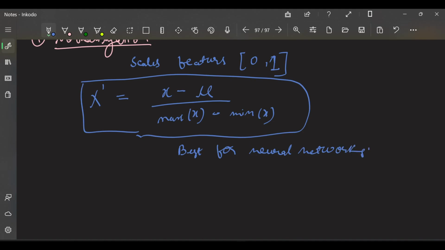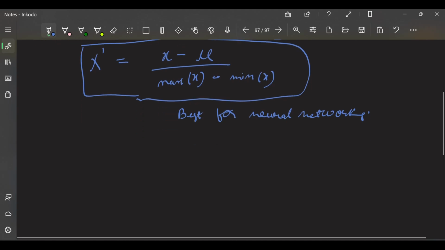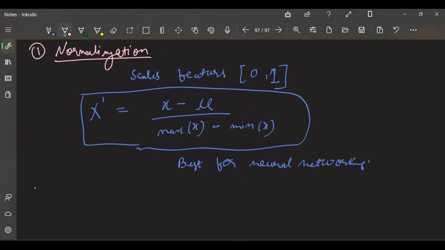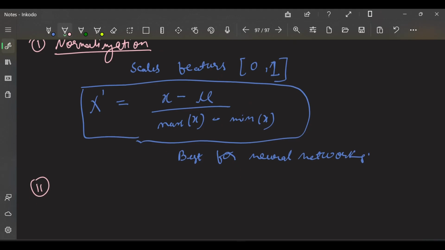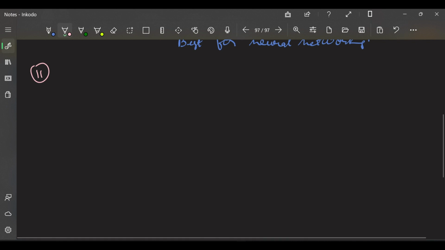Okay, so moving further, the second one is standardization.